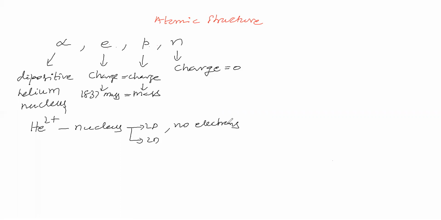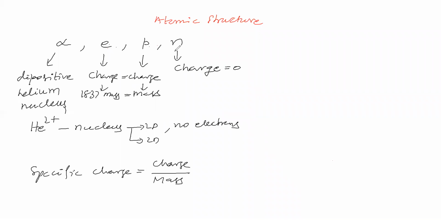Now specific charge. Specific charge is equal to charge by mass. Now say out of these four, which is having least specific charge. Specific charge is equal to charge by mass.